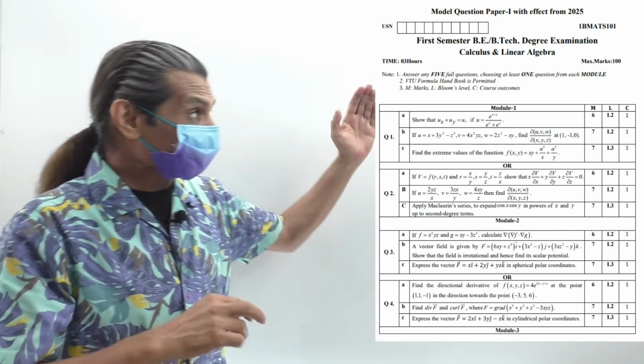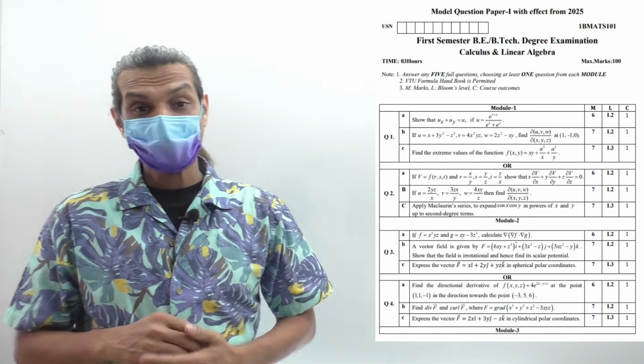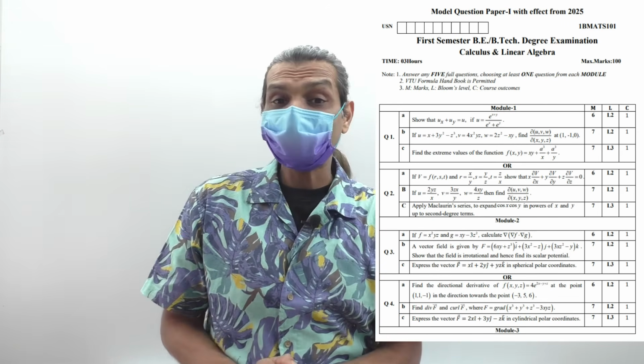Today I will be solving the complete VTU model question paper for the 25 scheme, specifically 1BMATS101. This was long awaited, especially since the examinations are very close, and since this is a fresh scheme, many questions are expected from the model question paper just like in the previous years.